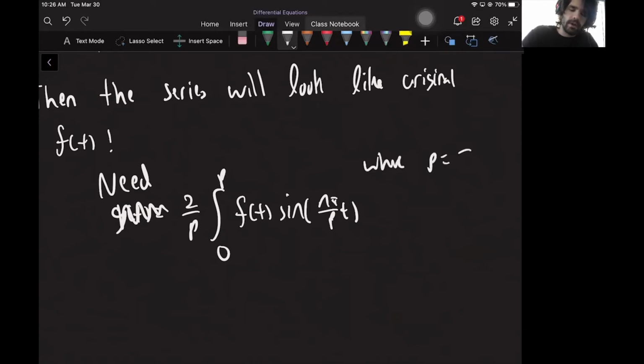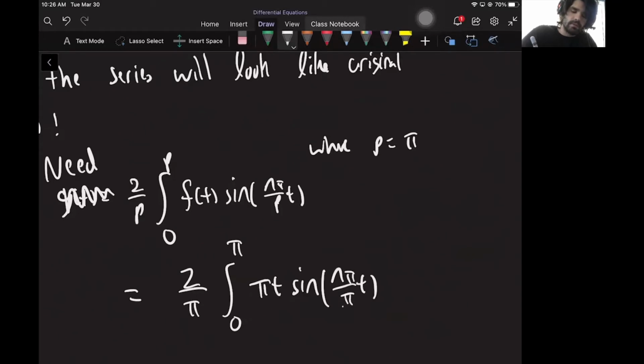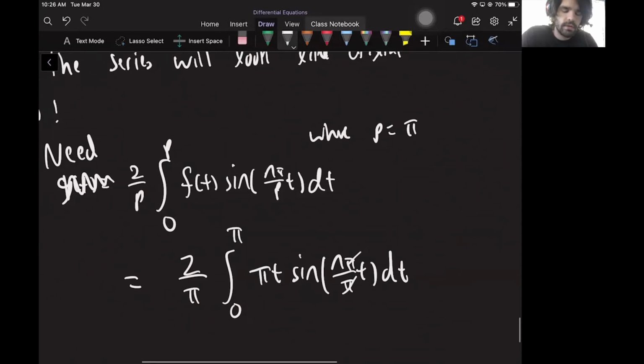Now p equals pi. Okay, so 2 over pi integral 0 to pi, f of t is pi t, sine of n pi over pi t. So those pi's cancel, dt. So these are the coefficients I need to calculate to create the Fourier sine series.